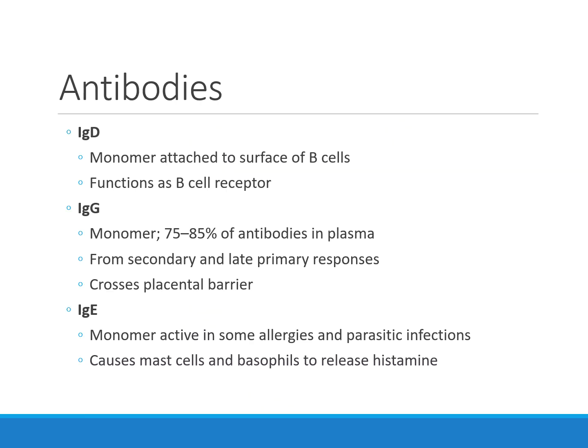IgD is a monomer that attaches to the surface of B cells, and it functions as a B cell receptor. IgG is a monomer. It is most of the antibody that you find in plasma, 75 to 85%. So it's the most abundant one. It's from secondary and late primary responses. This is the one that has the ability to cross over the placenta. So this is the one that mom's passing over to her offspring. And then IgE is the monomer that is active in allergies and parasitic infections. And what it does is it causes the mast cells and the basophils to release lots of histamine.